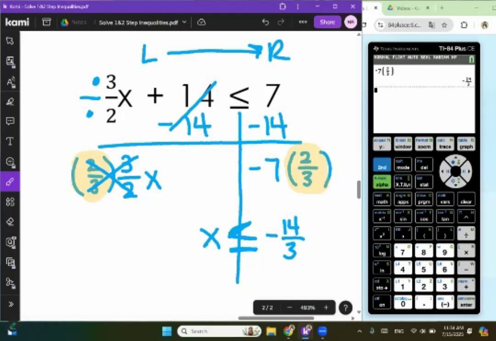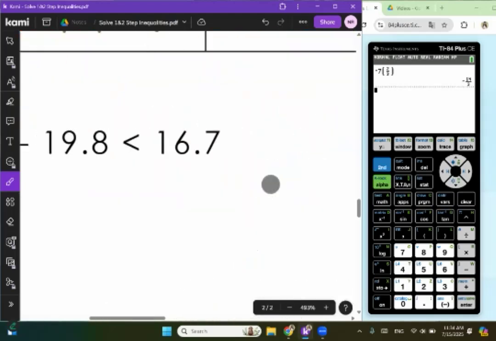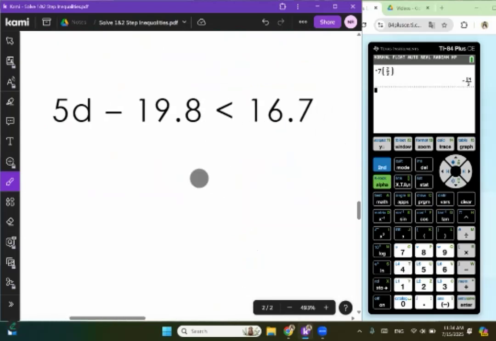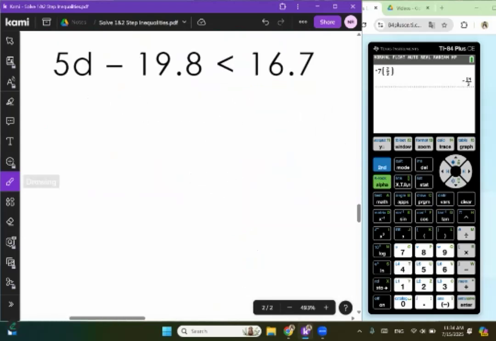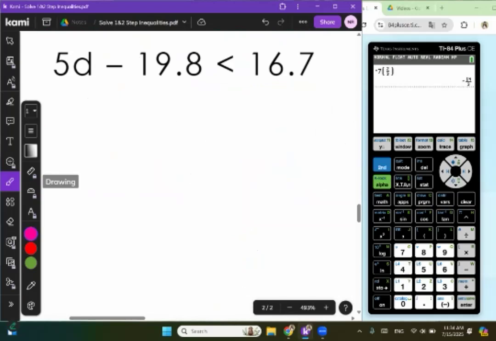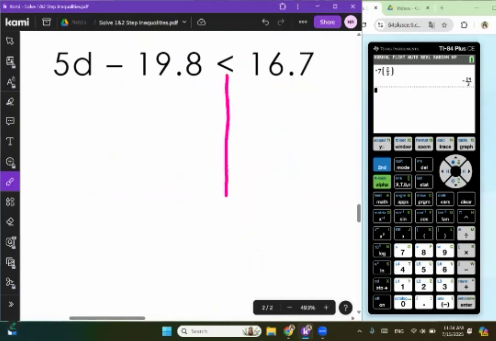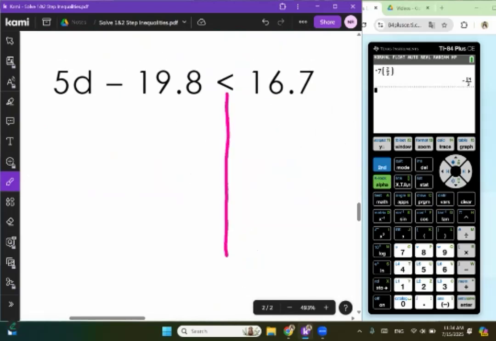Let's do a couple more where we actually have to graph. So, number 7. Decimals fun. All right. Variables on the left, moving my numbers to the right. Starting with the 19, minus changes to plus.